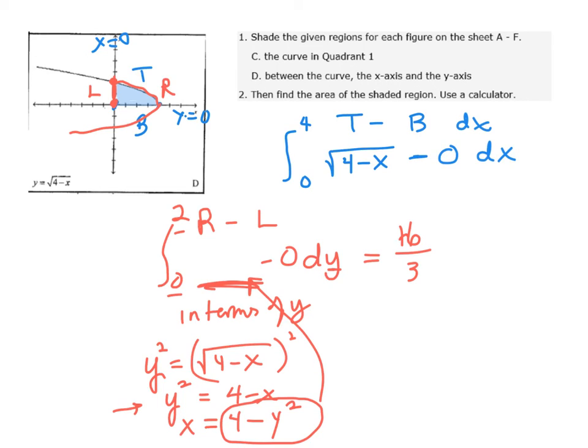The only reason I would do right minus left is if it's too complicated to do top minus bottom. With top minus bottom, you have to split it, but with right minus left, you don't. A lot of times that's easier. But most of the time, you're going to use top minus bottom, but you need to know how to use the other as well.